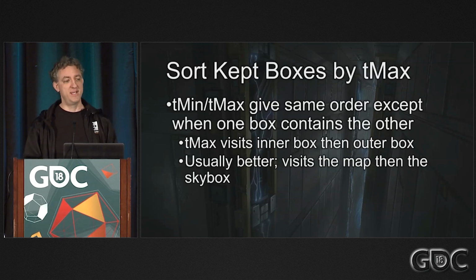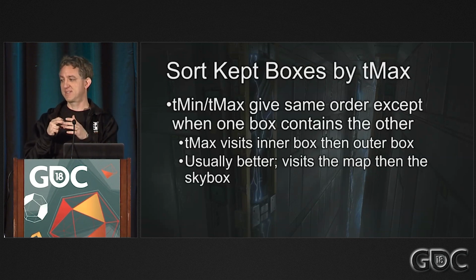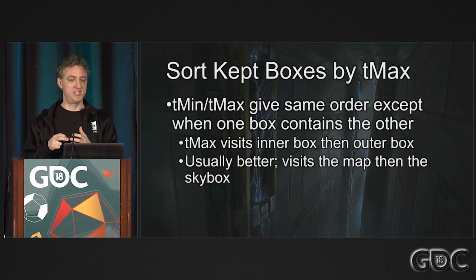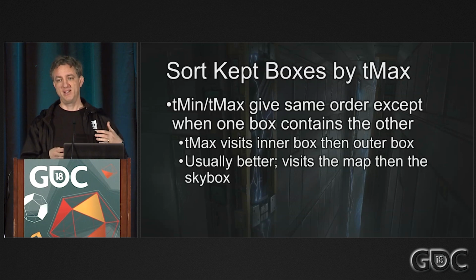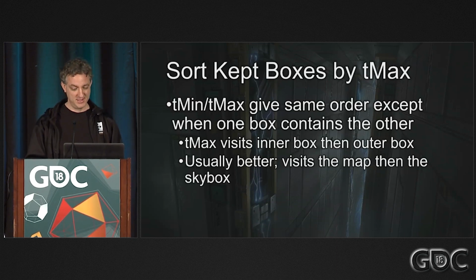And almost always they'll give you the same order. There's only one case where they're different. The only case is when you have a big box holding littler boxes. This is the case where you have the sky box holding your playable geo. In that case, if you use the exit time, it will visit the interior box first, then the outer box. So it'll visit your playable space and then the background geometry, which is what we want in that edge case. So that's why we use Tmax, but Tmin is almost as good.